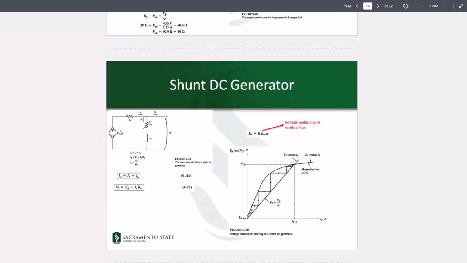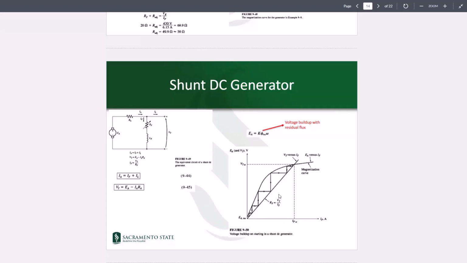But when the machine is a generator, then you don't have any voltage at the beginning to work with. So therefore, you don't have any IF. So how would you be able to run this machine as a generator? You would need to use the residual flux that exists in the machine prior to its operation, and look at EA and VT versus IF. And also at the same time, if you put this line, which is RF equal to VT over IF, that's the slope of the excitation circuit associated with the RF.